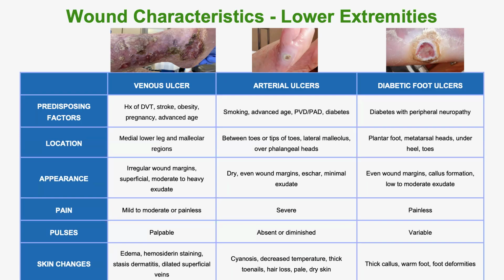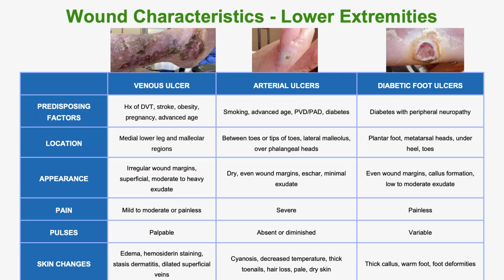Diabetic foot ulcers. So these are going to be seen in patients with diabetes that have peripheral sensory neuropathy. The location is usually going to be the plantar foot, the metatarsal heads, under the heels or toes, but essentially it's any ulcer in a patient with diabetes and neuropathy that is below the level of the malleoli on the foot. The appearance: these are going to have even wound margins, callus formation, as you can see in the picture, and there's also going to be low to moderate exudate. Usually these are painless due to the sensory neuropathy.